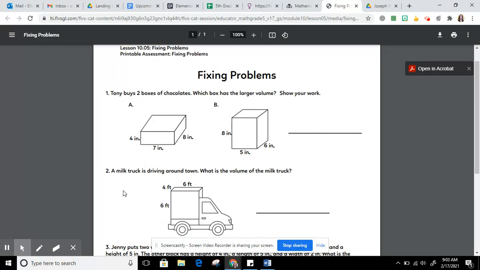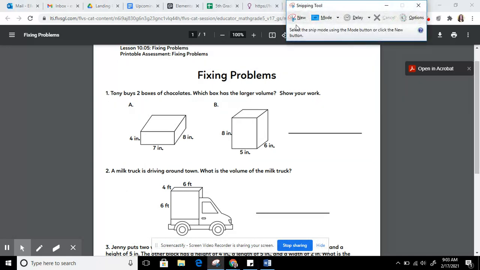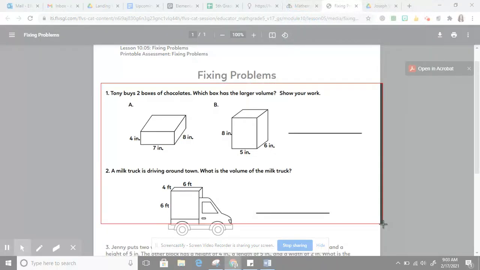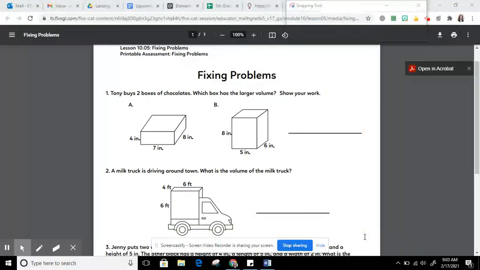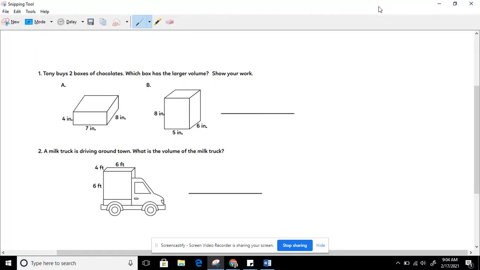Okay? All right, so let's first talk through 1. So I'm going to go ahead and screenshot number 1. And I'll screenshot number 2 as well, just since it's on here, and we'll just talk about them. So for number 1, it says Tony buys 2 boxes of chocolates. Which box has the larger volume? Show your work. So for this problem, you're going to have to find the volume of the box of chocolates for A and the box of chocolates for B.